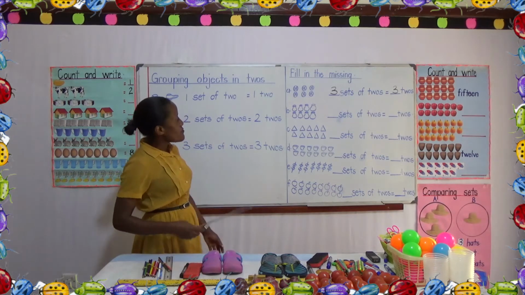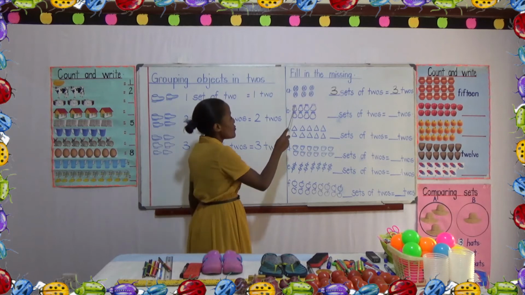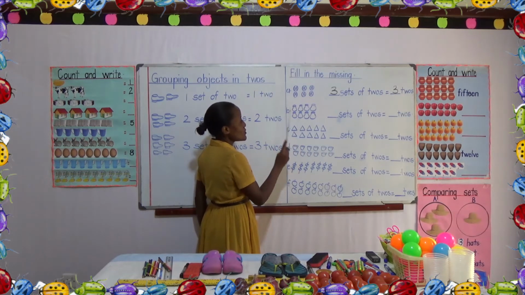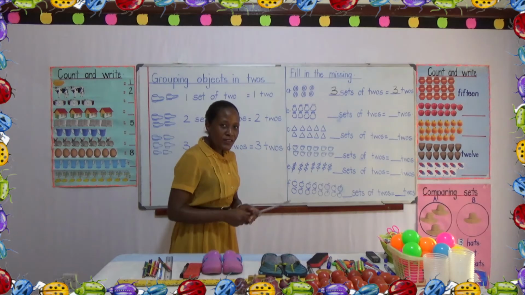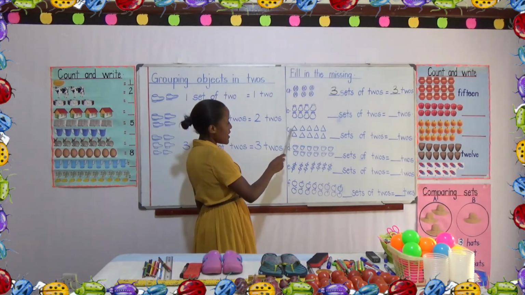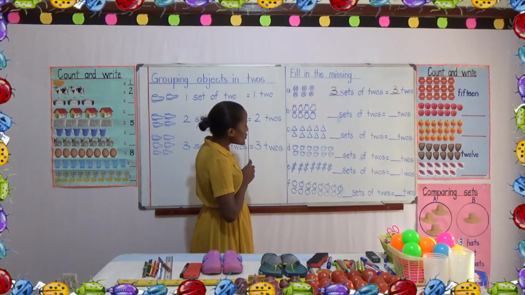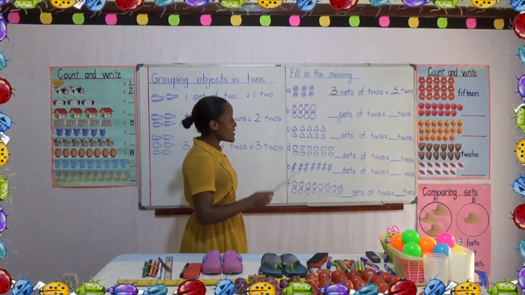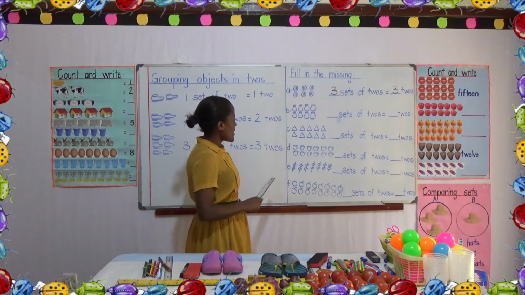Let's look at part B. Part B is having pots. 1, 2, another 1, 2, another 1, 2, and another 1, 2. Those are twos. Put the twos together, find out how many twos you have. Then these are triangles. We have 1, 2. Count, keep on counting, and you find out how many sets of twos we have.